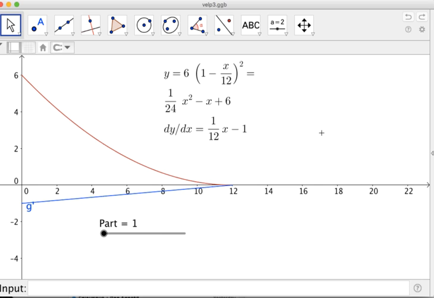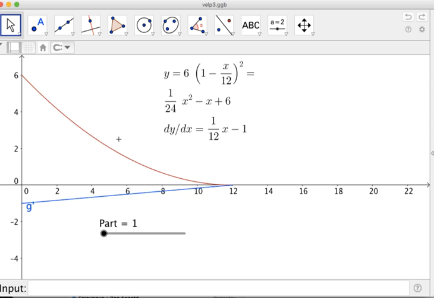Okay, problem 3 is the storage tank problem. The function we were given was that the height of the water in the tank, y, is a function of the length of time that the fluid has been draining. Again, we'll replace t with x. The function was y equals 6 times (1 minus x over 12) quantity squared. When we expanded, we ended up with y equals 1/24 times (x squared minus x plus 6). We found the derivative, dy/dx, is equal to 1/12 x minus 1.